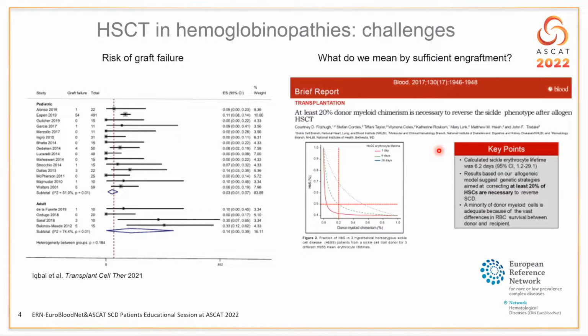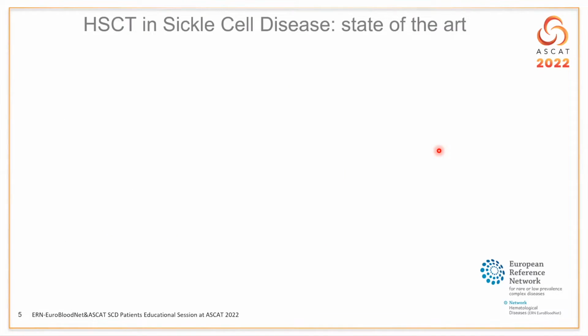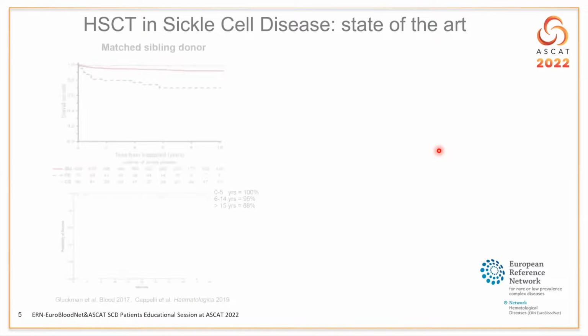So in a condition such as sickle cell anemia, it is not necessary. Of course, it is better if you can achieve a 100% donor engraftment, but it is not necessary to obtain a 100% donor engraftment. Also a 50 or 60, 70% donor engraftment is enough to cure the disease. And this allows us to use a less intensive and less toxic conditioning regimen. And this is an important point. So, which is the state of the art?